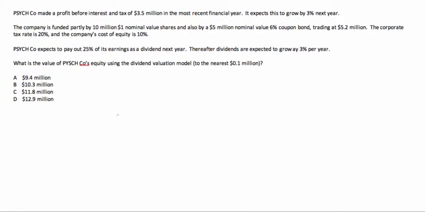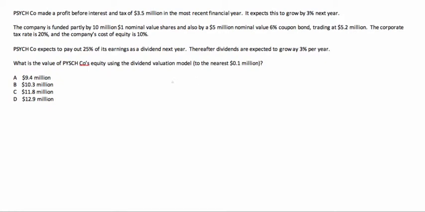The corporate tax rate is 20% and the company's cost of equity is 10%. Site Company expects to pay out 25% of its earnings as a dividend next year. Thereafter, dividends are expected to grow by 3% per year. What is the value of Site Company's equity using the dividend valuation model to the nearest 0.1 million?